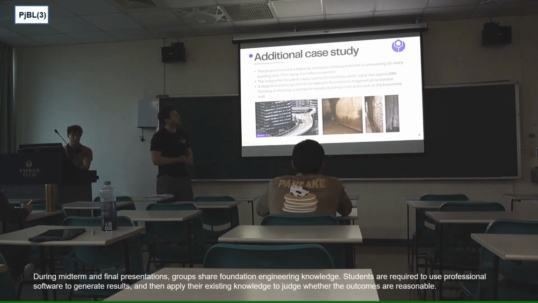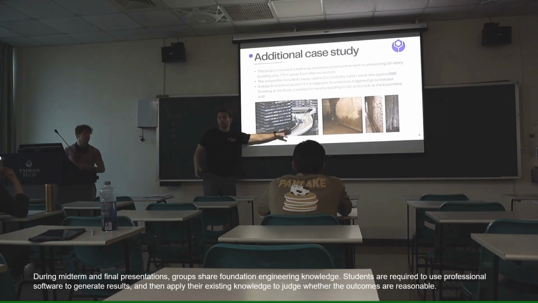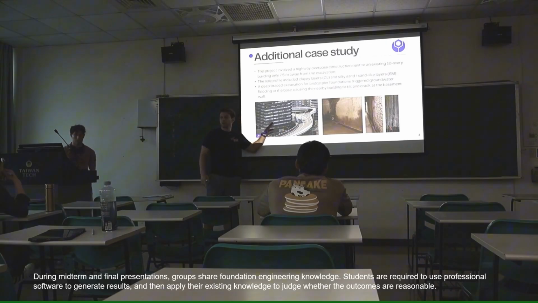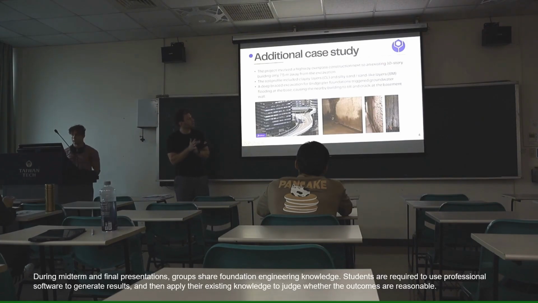There is also an additional case study. The project involved a highway very close to a 10-story building. The problem here is urban construction, and we are talking about clay layers and silty sand. The bridge foundation triggers groundwater flooding at the base, causing the foundation of the building to tilt and crack.